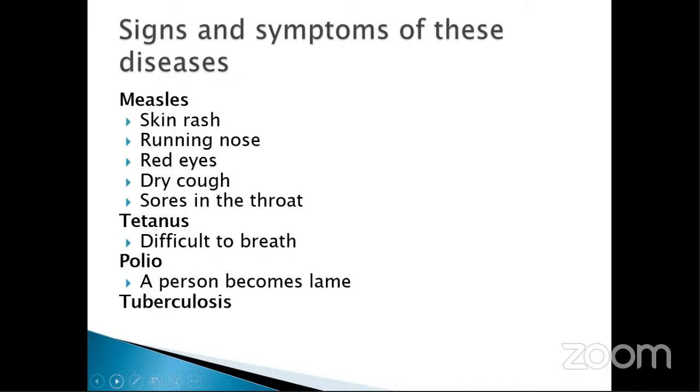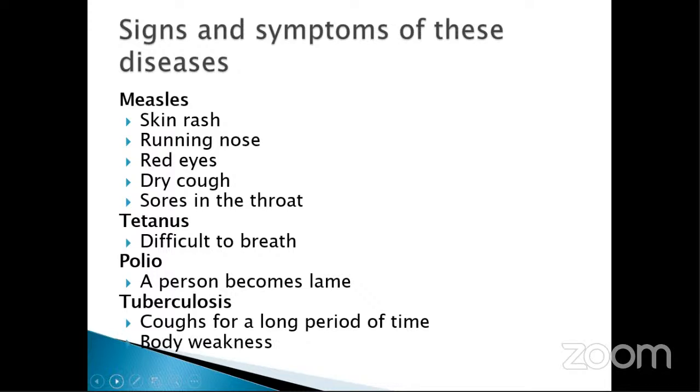And then lastly, for tuberculosis, coughs for a long period of time. Someone coughing seriously. Then body weakness. And then lastly, the person becomes very thin, very small when you have tuberculosis. As simple as that. So that is what we need to talk about today.